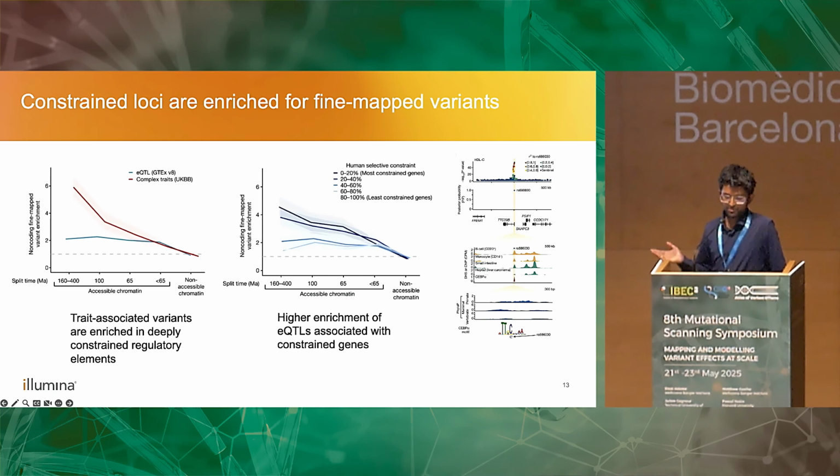It doesn't work as well for eQTLs, as you can see in the first plot, but in the second plot, we've stratified this into different constraint levels for the gene itself that the eQTL is talking to. You'll see that the trends are actually more concordant for eQTLs that are associated with constrained genes, and constrained genes here means just intolerance to loss of function. So that kind of makes sense, why constrained regions would harbor these mutations.